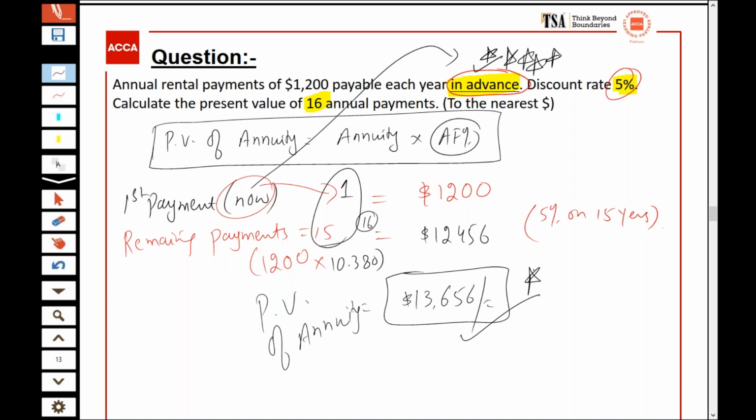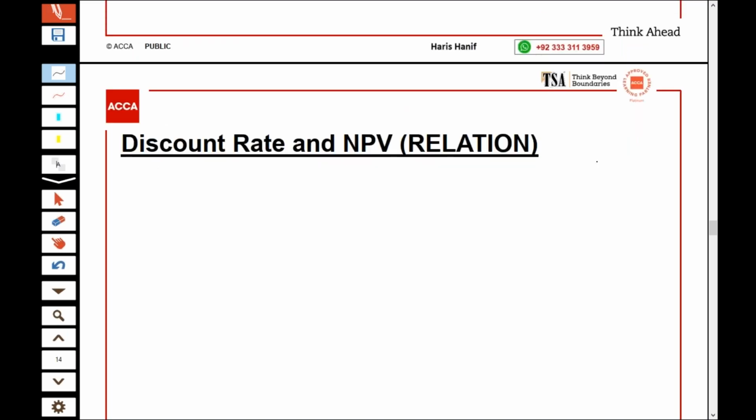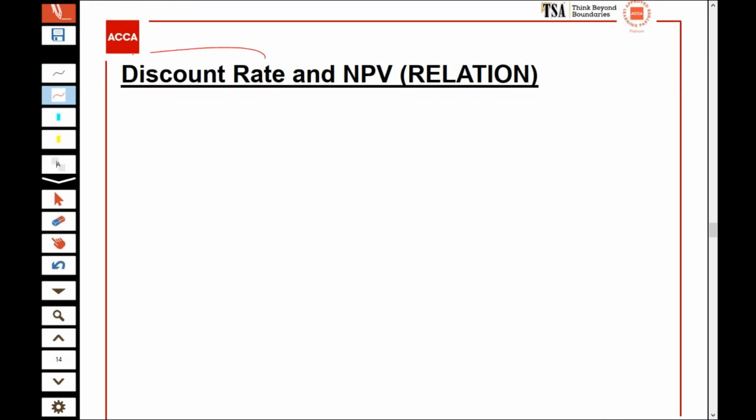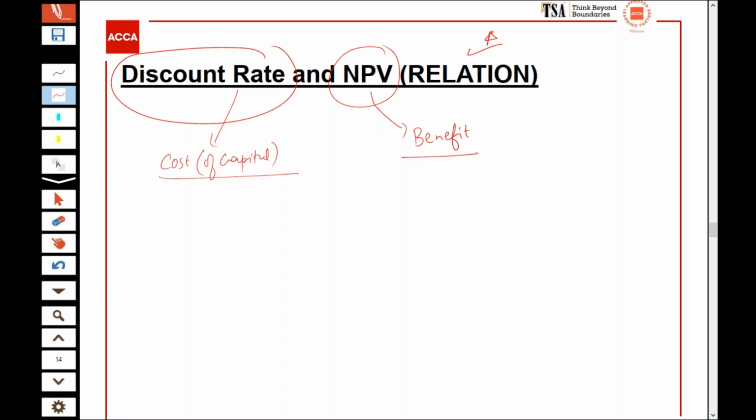Okay, now we are proceeding to the next slide. And this is the discount rate and NPV relation. This is a very simple relationship to understand why they have got the inverse relation. NPV means your benefit. Discount rate is your cost, cost of capital. See, it is a very simple relation.